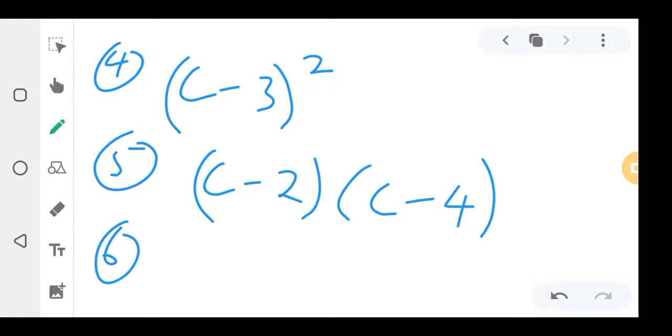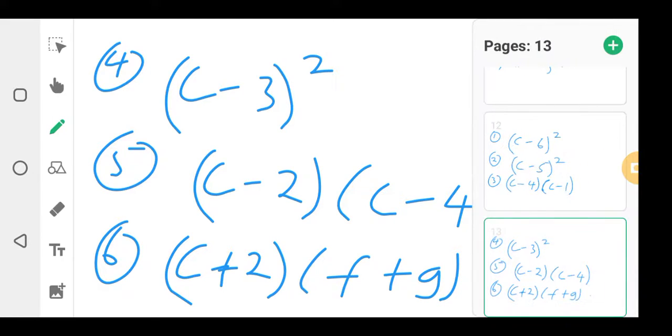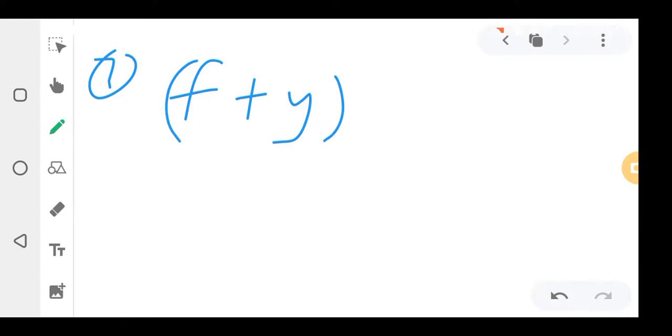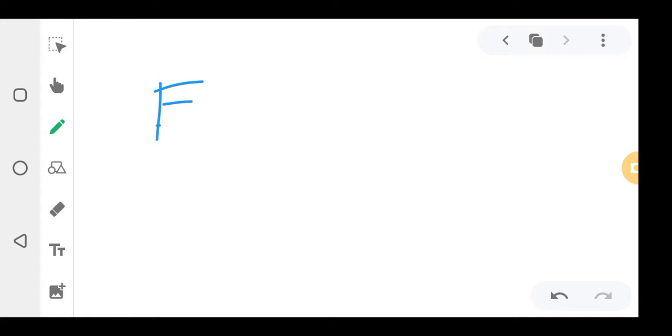Lastly, 5 questions. Actually, I will make it 6. (C + 2)(F + G). Question 6. And then question 7, it will be (F + Y)(Z − C). So those are the questions, 7 questions, and then this is the end.